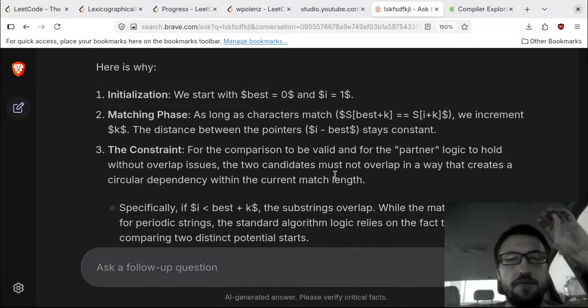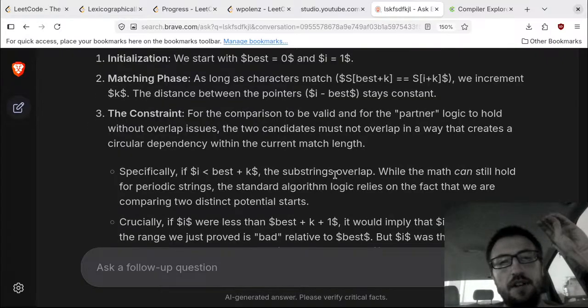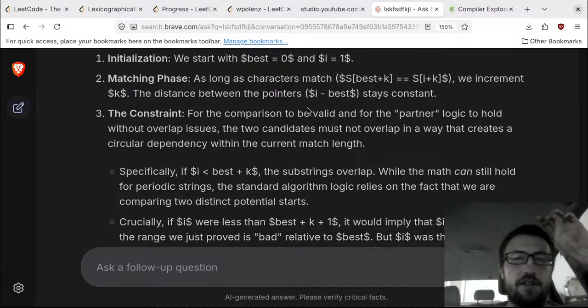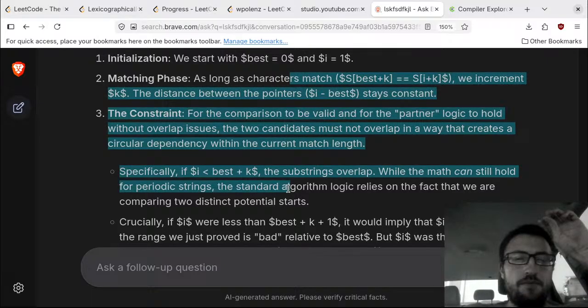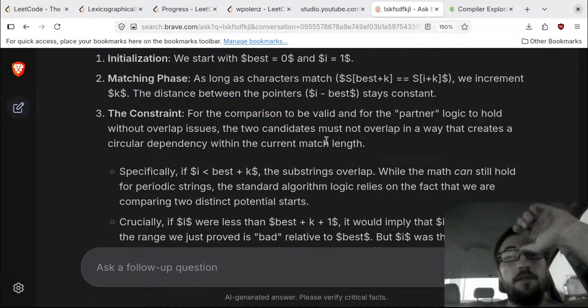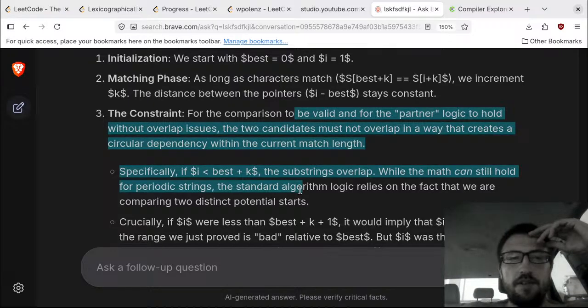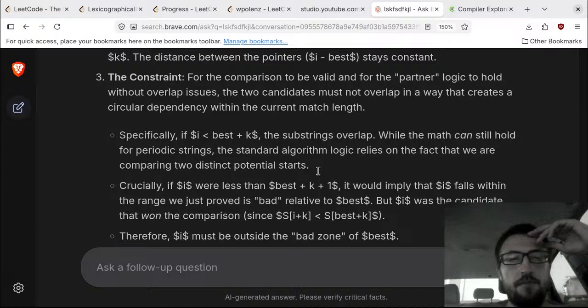Initialization, matching phase. For the comparison to be valid and for the partner logic to hold without overlap issues, the two candidates must not overlap in a way that creates a circular dependency within the current match length. I'm sorry, I'm very distracted at the moment.